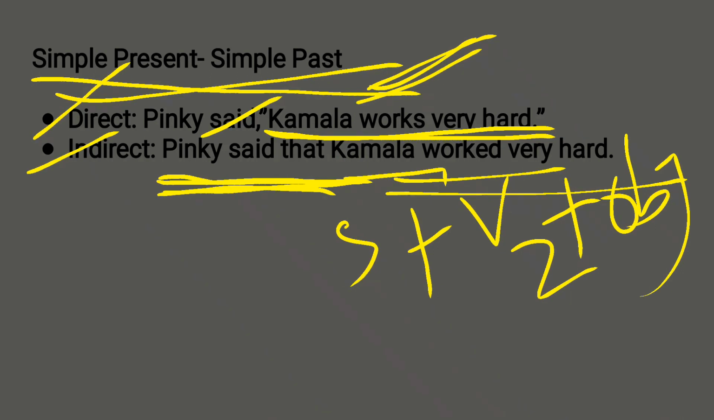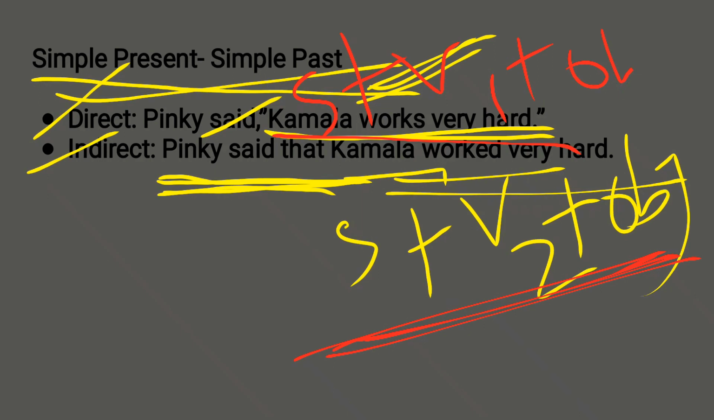The formation of simple past is subject plus verb 2 plus object. And here just see, Kamala is the subject, work is verb 1, and the rest is object. So this is in simple present tense. Okay, so I hope this is very clear to everybody.